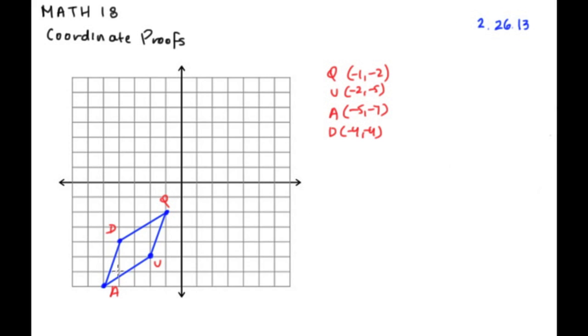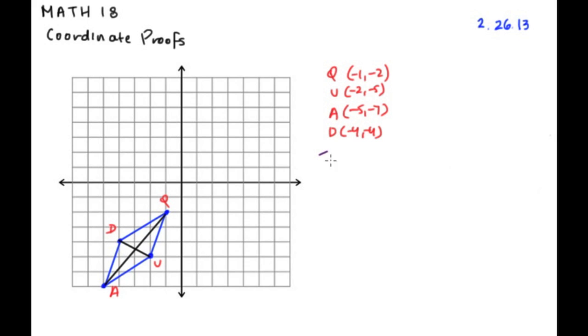So interesting here. If the diagonals bisect one another, it means that they have the same midpoint, right? Because the midpoint divides a line segment into two equal sides, so it bisects, right? A midpoint is kind of like a bisector. So if both diagonals have the same midpoint, then they just bisect each other, right? So here we just need to find the midpoint of DU and QA.